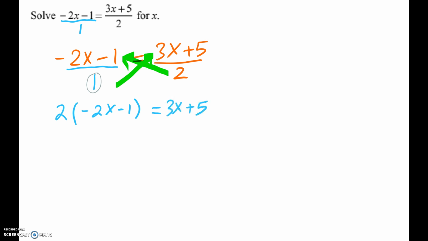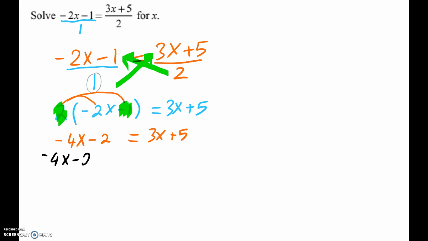All right. It is time to distribute. So 2 times negative 2x is negative 4x. 2 times negative 1 is negative 2. I don't know why, extremely common mistake to forget that 2 times the other number. All right. So negative 4x minus 2 equals 3x plus 5. All right, so I have unknowns on both sides. I think we should take away 3x from both sides.